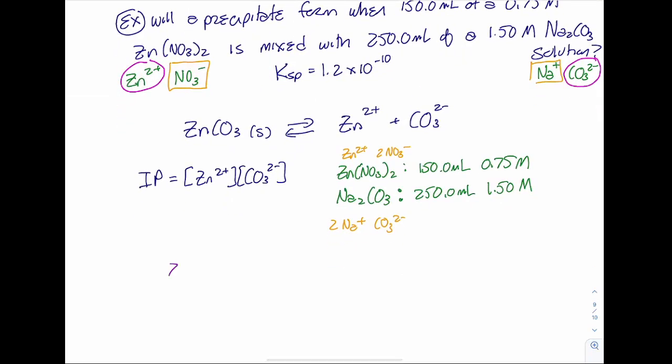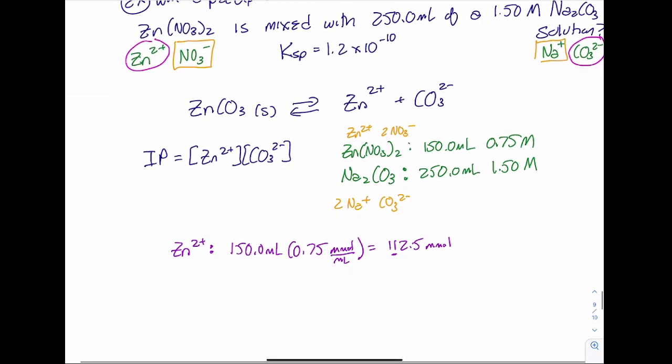So for zinc, I don't have to worry because there's 1 zinc for every 1 zinc nitrate. I don't have to worry about multiplying it by 2 or anything. So I have 150 milliliters. And again, I'm going to use that capital M as millimoles per milliliter. And I'm grabbing my calculator. And I get 112.5. I do just want 2 significant digits, but I'm going to round when I'm done.